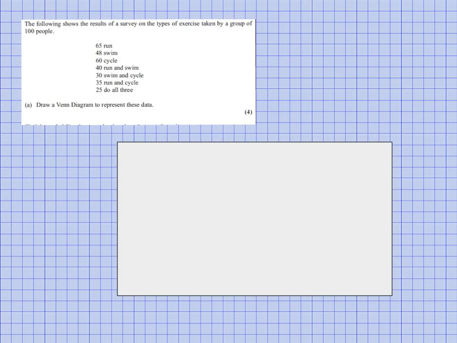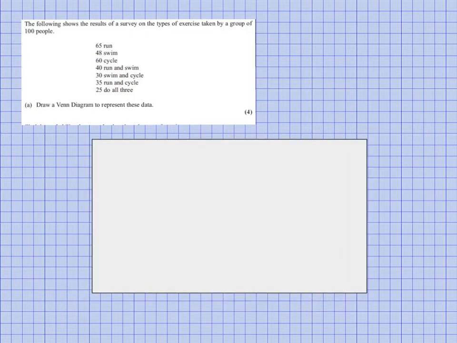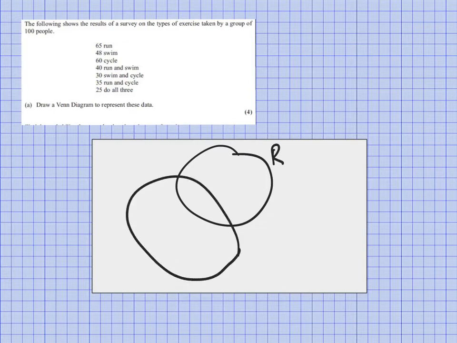Okay, so another question. This time asks us to draw a Venn diagram based on some information. We have 100 people and 3 different types of exercise that we're interested in. For a Venn diagram, we're going to need 3 overlapping circles. I'm going to draw a circle for run, a circle for swim, and a circle for cycle. Okay, this is going to be tricky, but here we go.